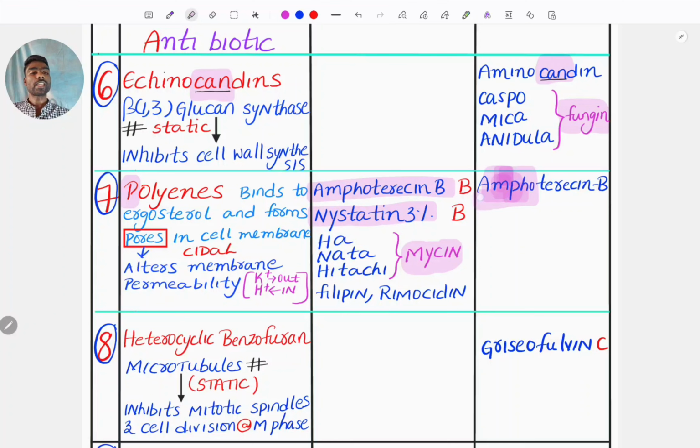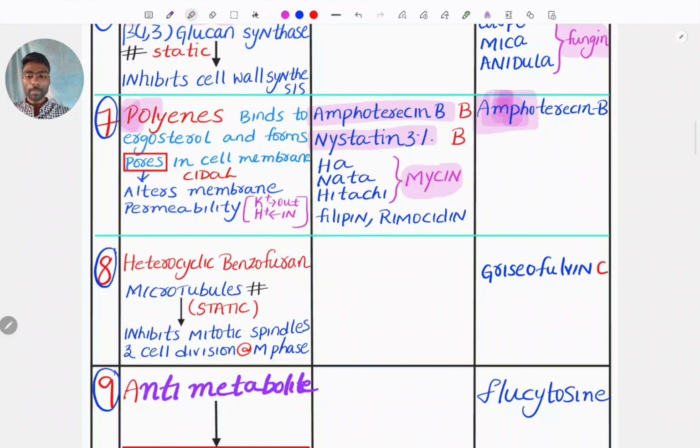Now which is acting on cell wall? Echinocandins, finished. Which is acting on cell membrane? Polyenes, finished. Now we will go somewhat inside the cell. We will go and see microtubules. Which is the drug inhibiting microtubules? Heterocyclic benzofuran. Example, griseofulvin. What happens if we inhibit microtubules?